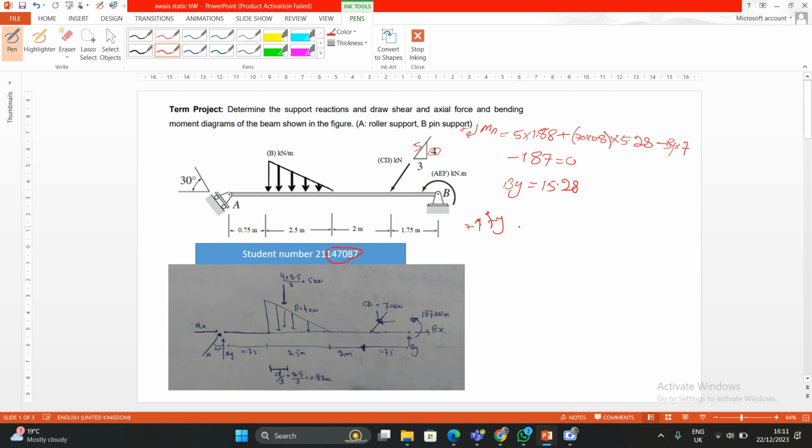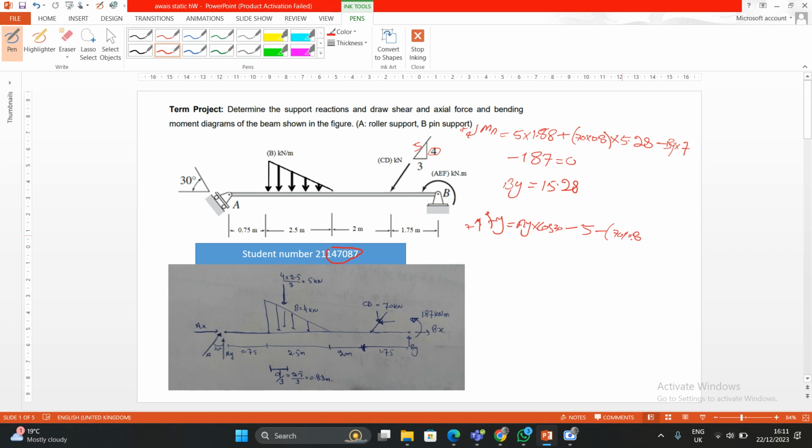So upward is positive. Now we can take Ay as positive, but here we have an angle as well, so this is cos 30. This one is going up, this is positive. Negative 5, one is going downward. 70 is also going downward, so 70 multiplied by 0.8.